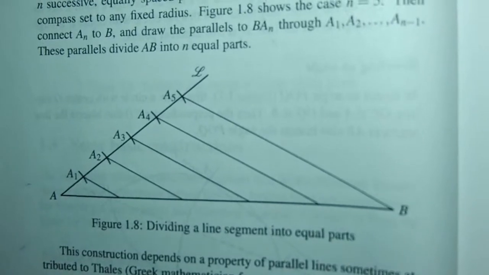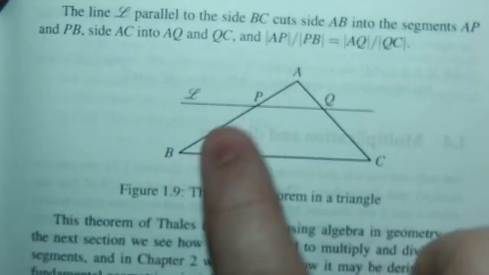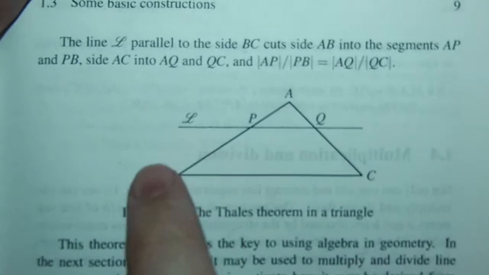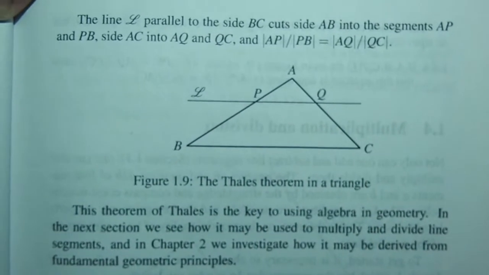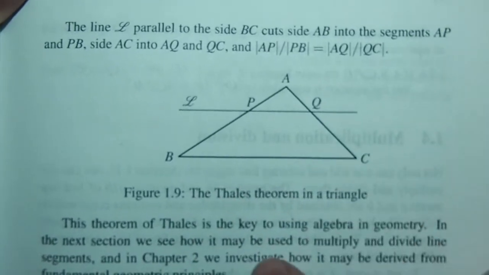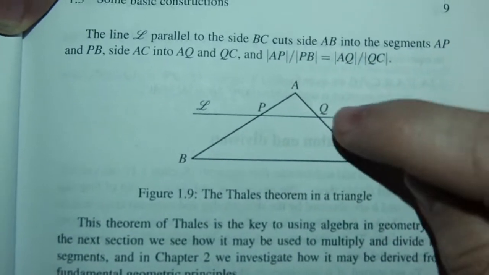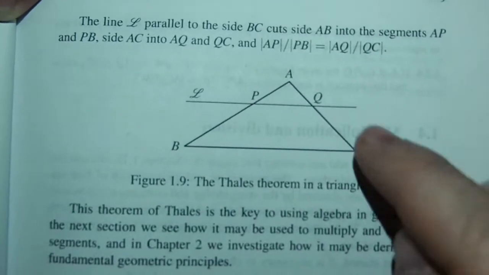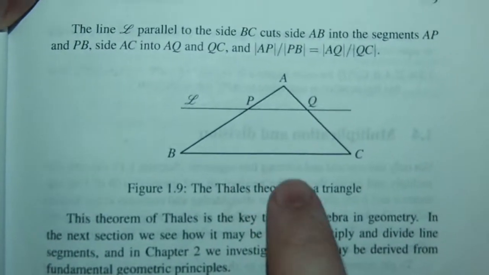And this is an example of using Thales' theorem to show the ratios. So consider I have a triangle here. I have a line, L, that is parallel to this base, BC. So this line L crosses the segments AB and AC at points P and Q, and it's parallel to BC. Now, Thales' theorem in this case would say that the segment AP divided by PB is equal to AQ divided by QC. So these are the lengths I'm talking about. So the length of segment AP divided by the length of segment PB is equal to the length of segment AQ divided by the length of segment QC. This is what is meant by this proportionality. So this is Thales' theorem in a triangle.